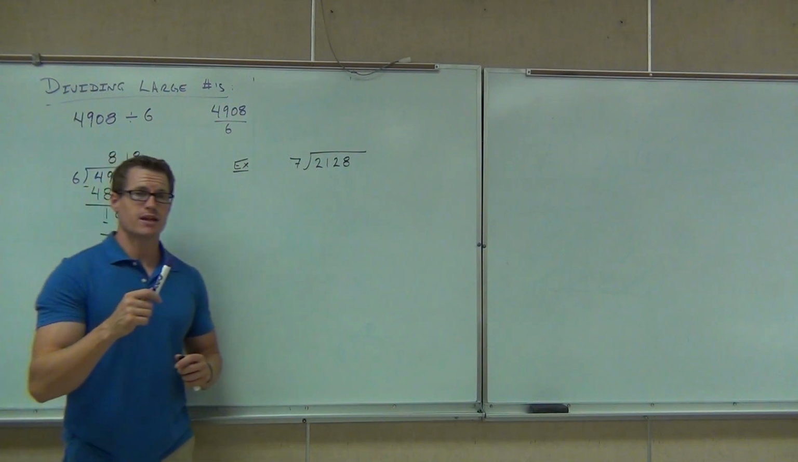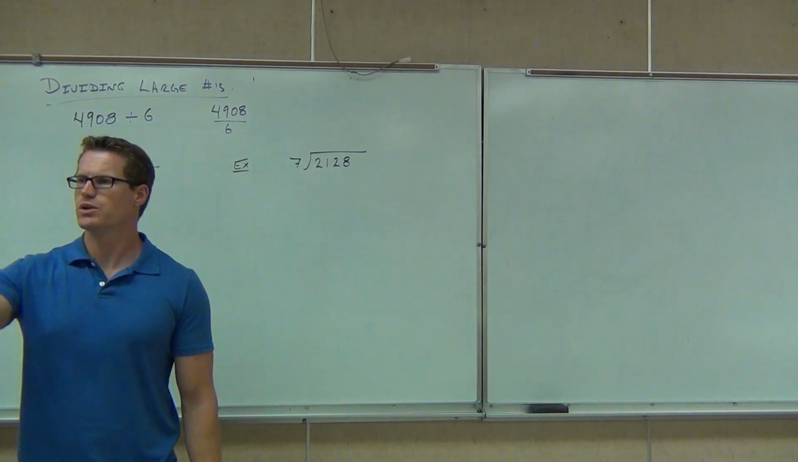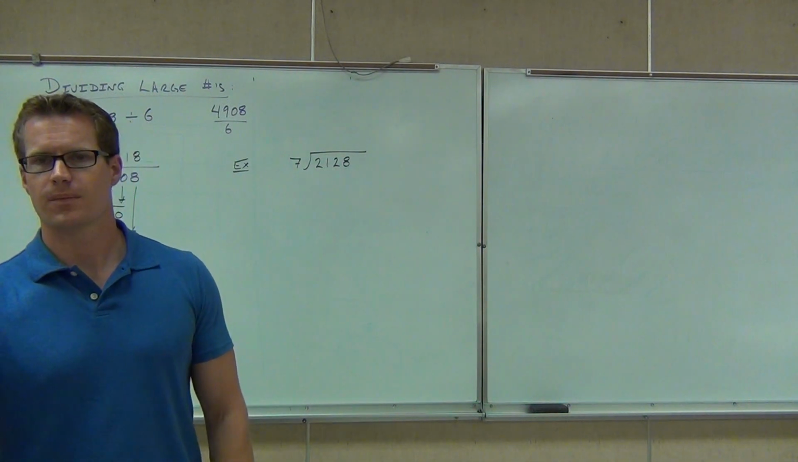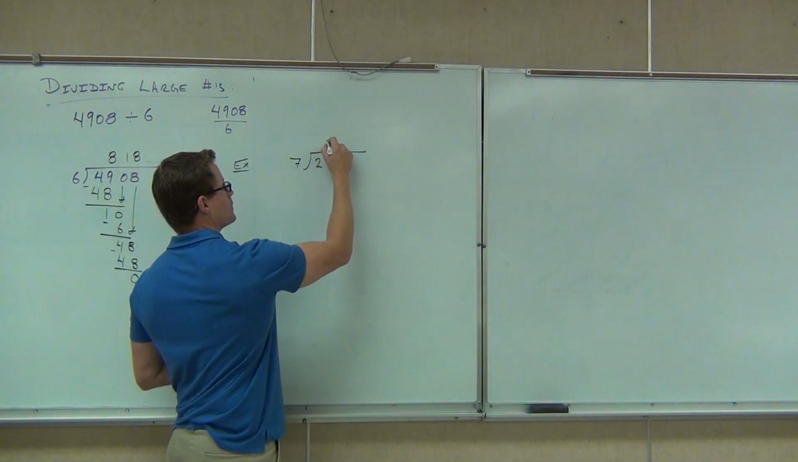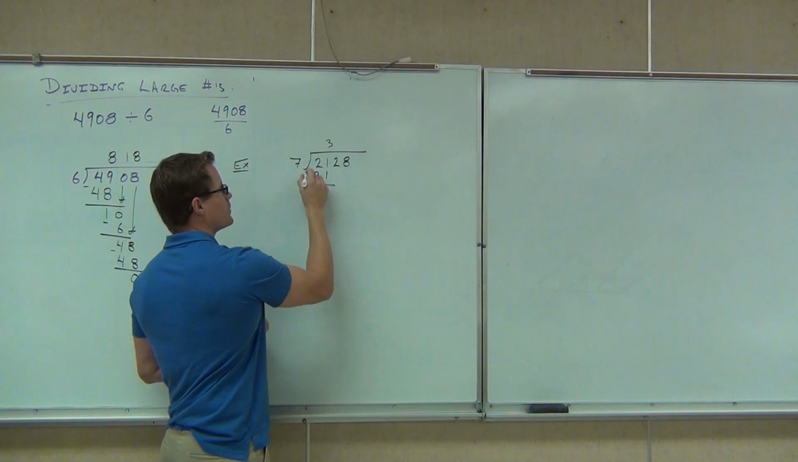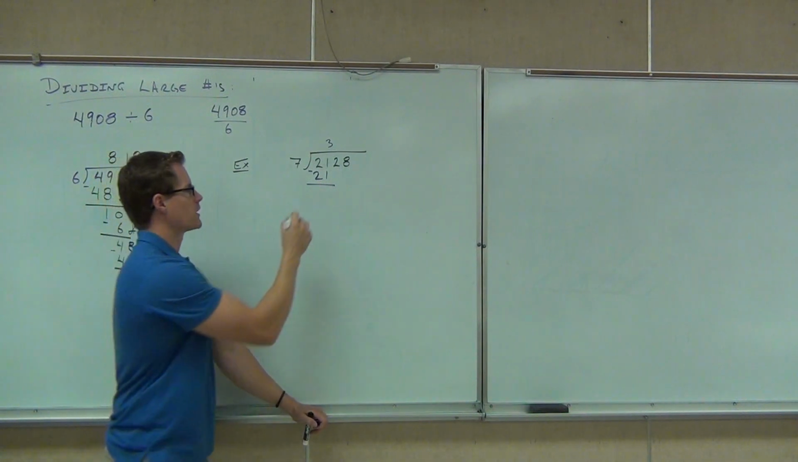Okay, let's try this. 7 into 2,128. The first thing we check is 7 into which number, folks? 21. And how many times? 3. We multiply, we get 21. We subtract, wait a second, we get 0. Is that okay? Yeah. Okay.